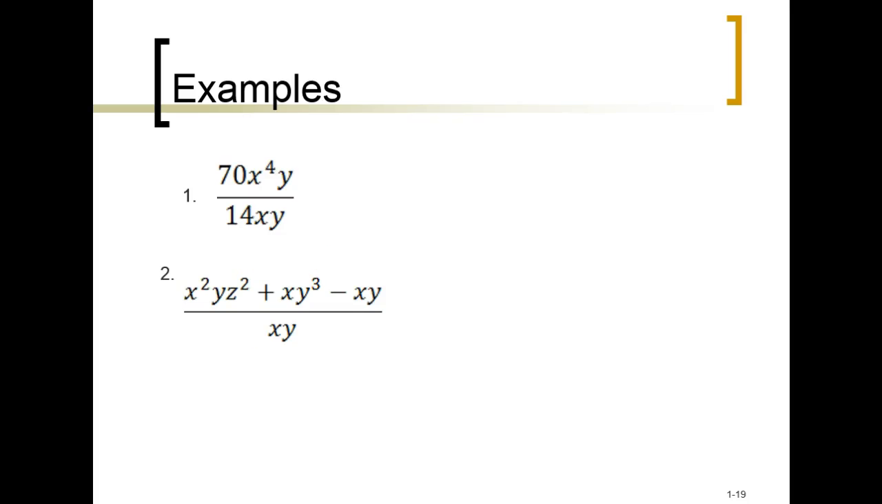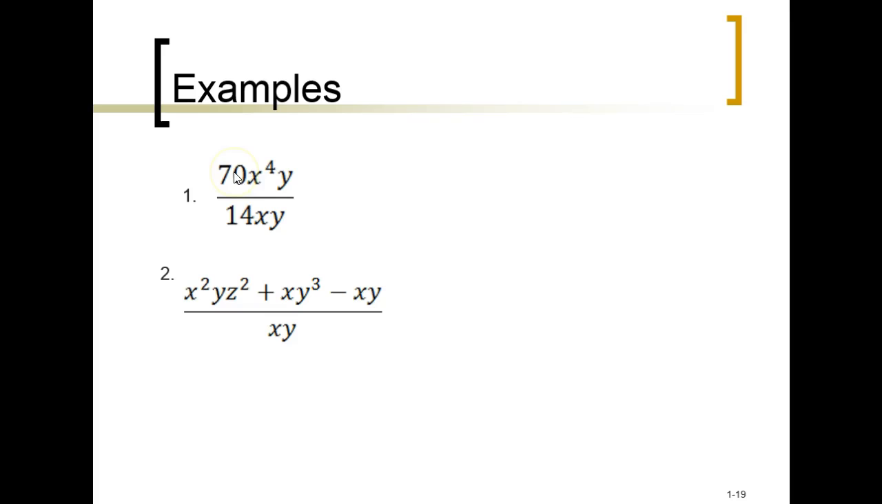All right, so back to my slides. Here are some more examples. Let's have a look through, and notice the difference between the format of the two of them. This is a monomial divided by another monomial. So the only operation going on up here is multiplication, and multiplication in the denominator. So we can just go ahead and do the numerical division, 70 divided by 14, and then look at the bases, x to the 4 divided by x, and then y over y.